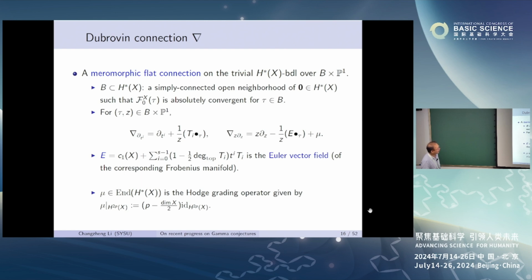And in the z direction, the Euler vector field is involved here, and the Euler vector field is of this form. In particular, if we restrict to H2, you can see that this is the topological degree. So for the topological degree in H2, this is 2, so this is 0. In other words, E becomes a constant class if we restrict to H2. So you can see that in the z direction, this is a constant class in H2. And mu is some degree operator.